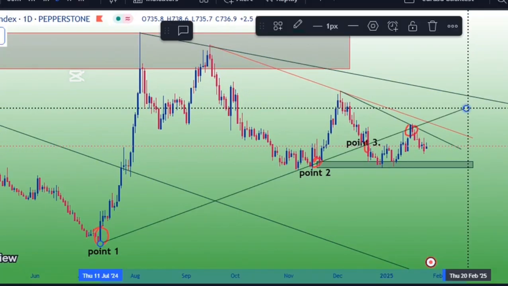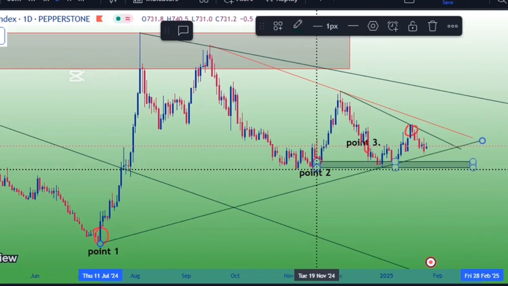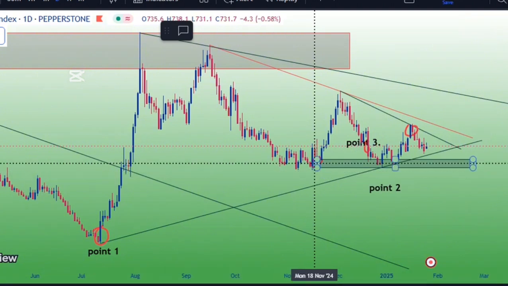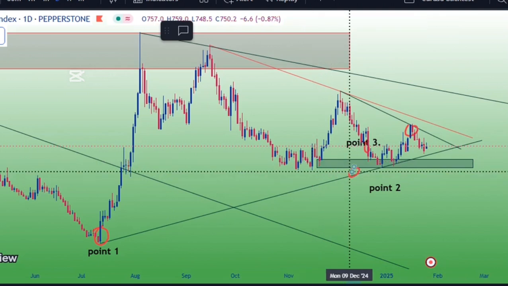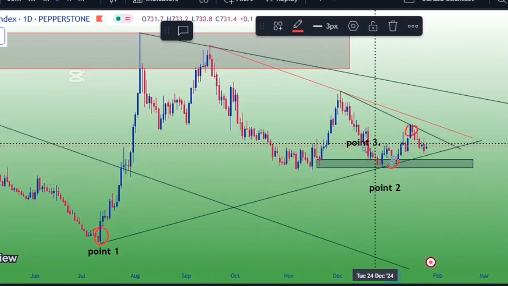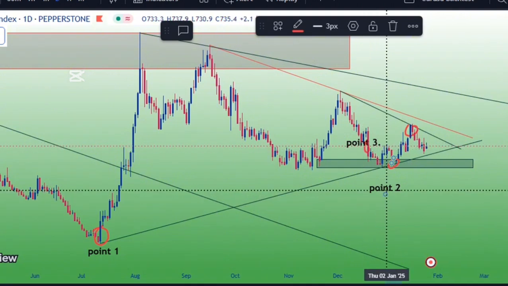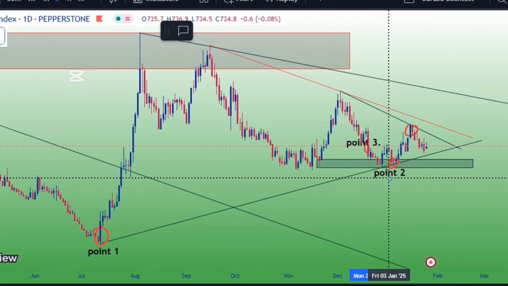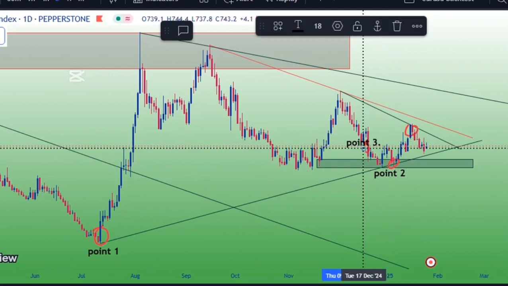So I'll show you. This is the point 2 now. This is the previous point 2. So this previous point 2 is no longer necessary for us. It's no longer useful for us. So what are we going to do? We are going to move our support trend line again to this point. So pay attention to this now, making here now our point 2.